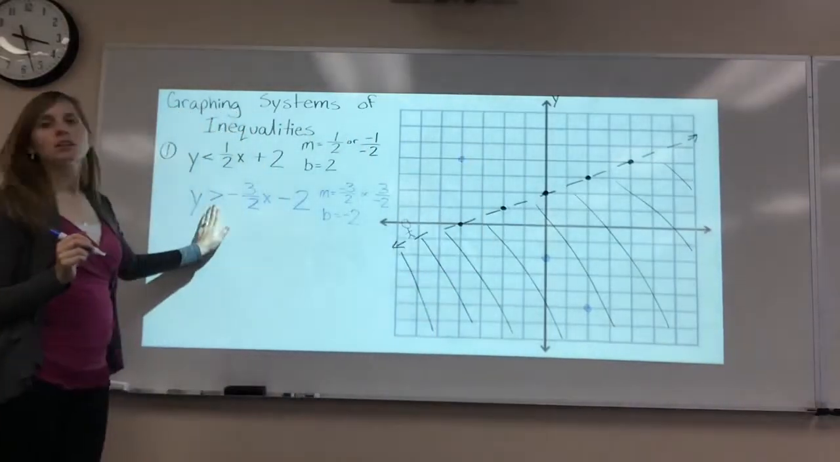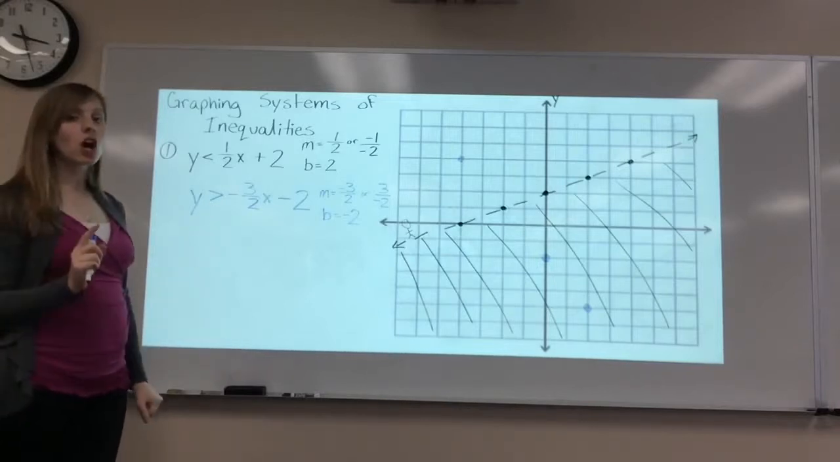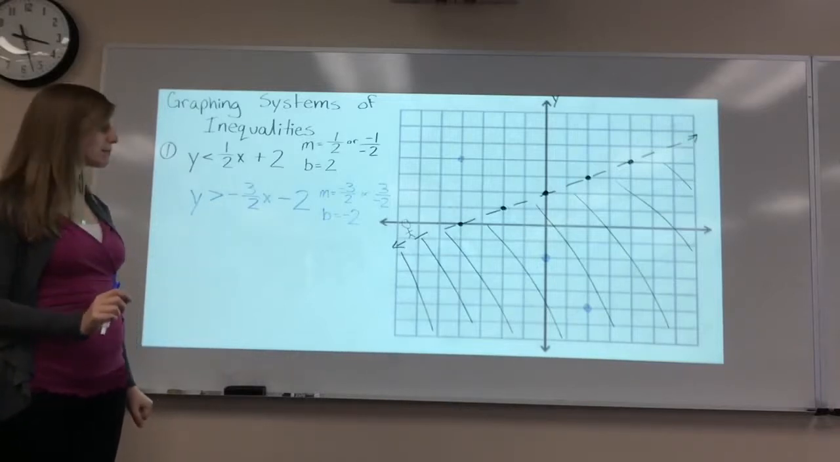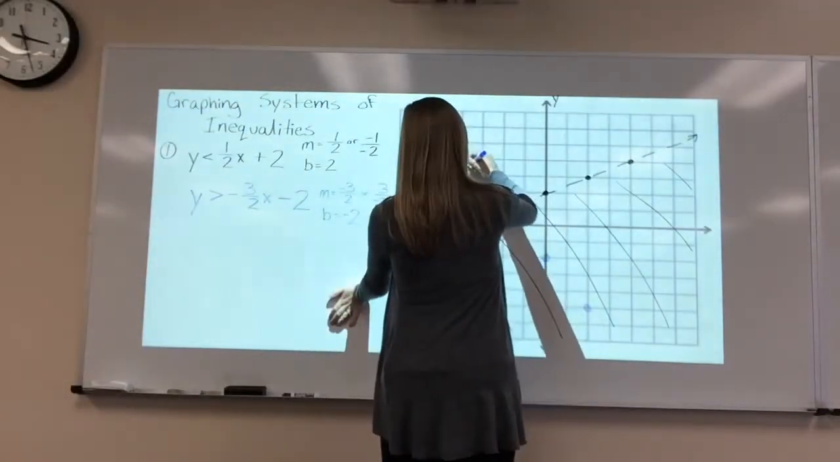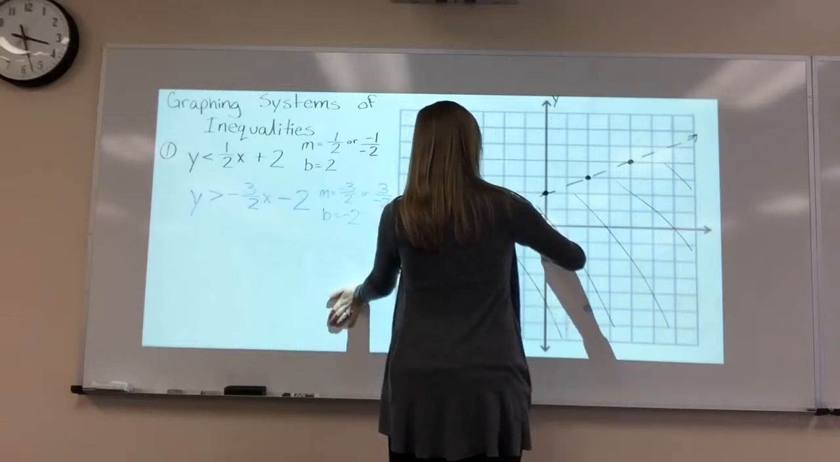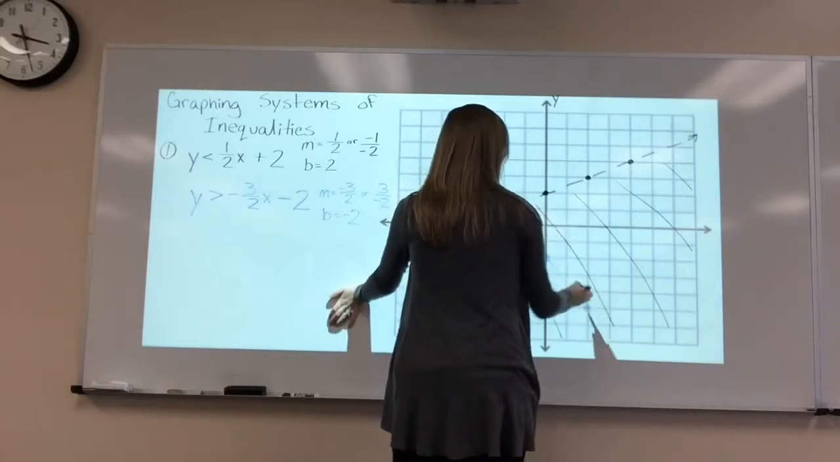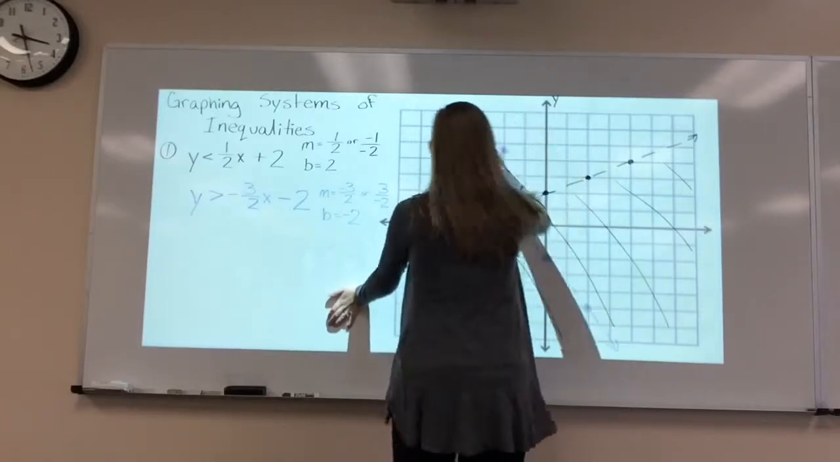Now, solid or dashed. Looking at my inequality sign, there's no equal to bar, so it has to be a dashed line. So I'm going to connect my points with a dashed line. That just means there's breaks in the line, okay? Not solid, dashed. There we go.